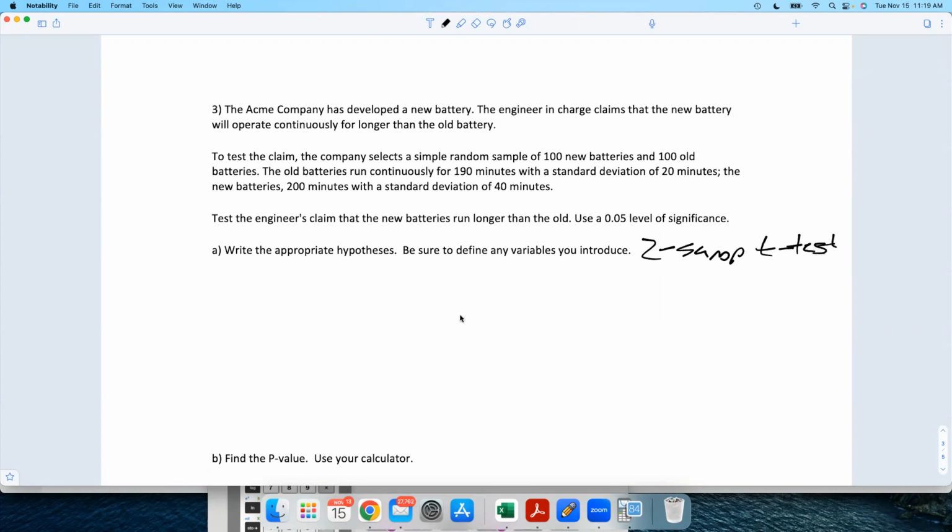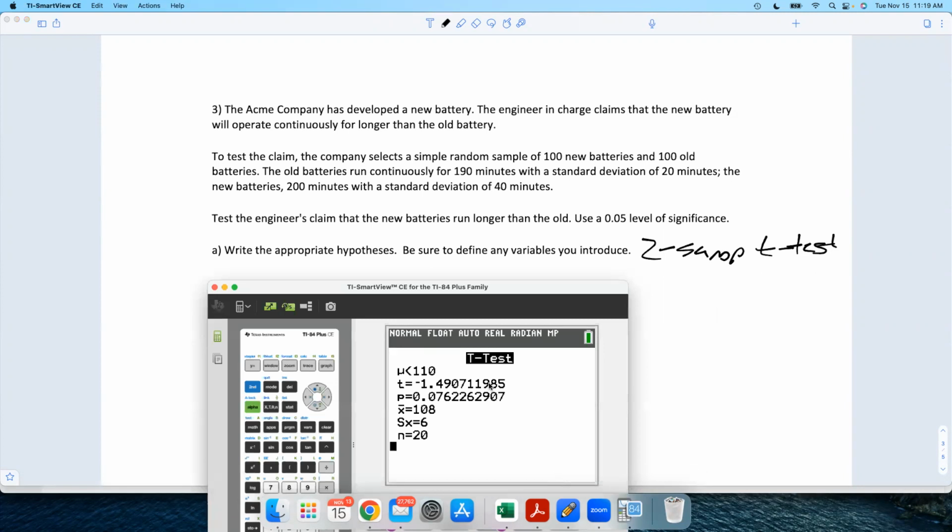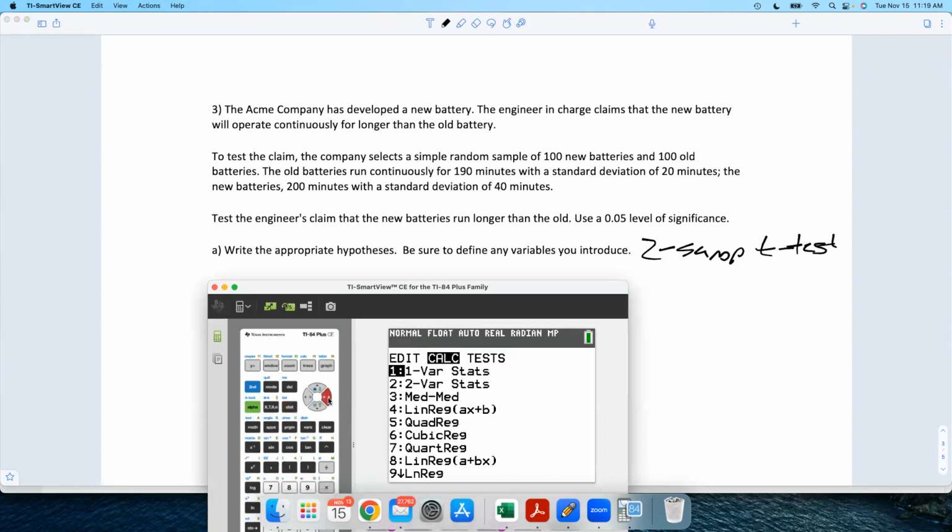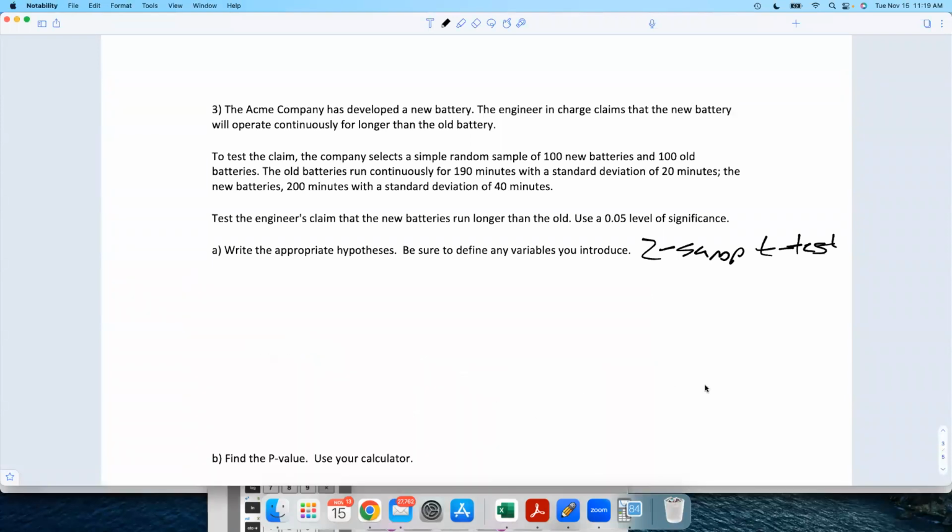Everything on test 4 here is going to be t's. And that's buttons 2, 4, 8, and 0 on your calculator. This is a 2-sample test, which I think is button 4. Right there, 2-sample t-test. Okay, first we define our variable. Let mu be the mean. What are we talking about here?